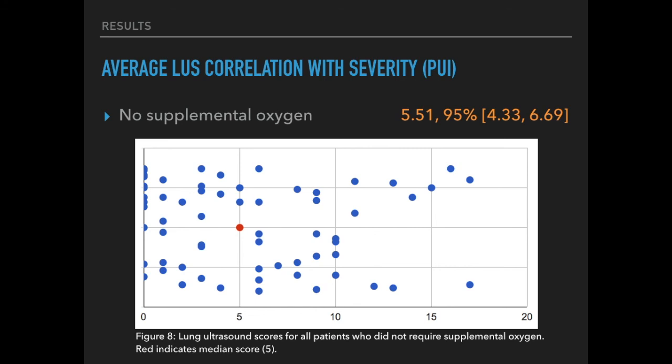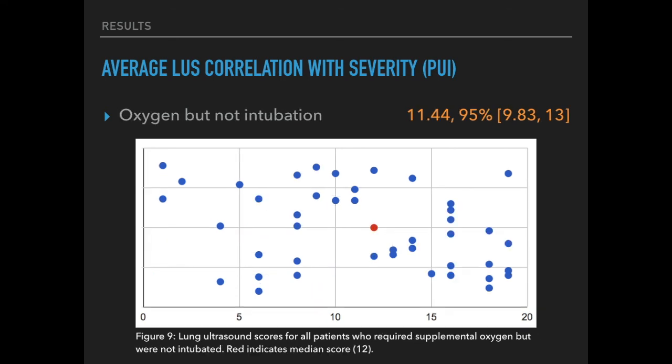We also assess severity by the amount of supplementary oxygen given. We look at those that received no oxygen, and their scores are similar to those that were discharged. The average lung score was 5.51, and the median was 5. We move to patients that needed oxygen, but not intubation. So this is nasal cannula, CPAP, BiPAP, high-flow nasal cannula. They had scores all over the place, but shifted over to the right with an average of 11.44 and a median of 12.